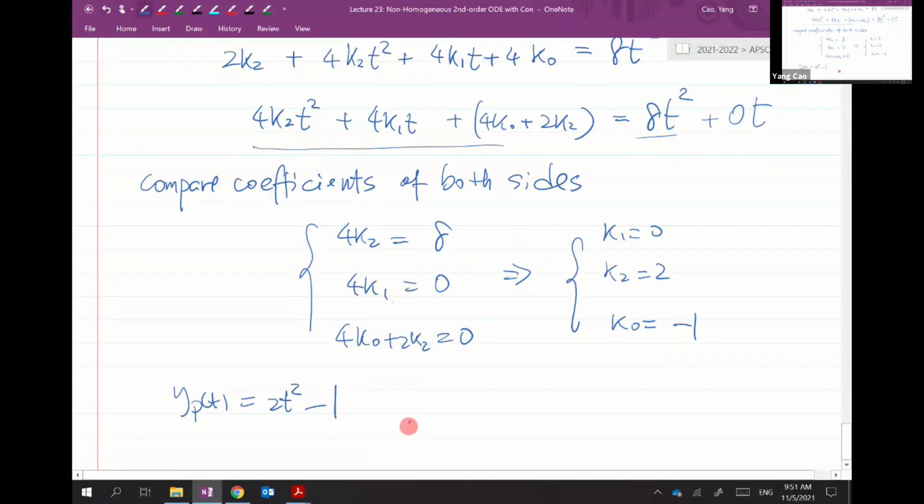Okay, so your general solution is y equals YP plus C1 y1 plus C2 y2.